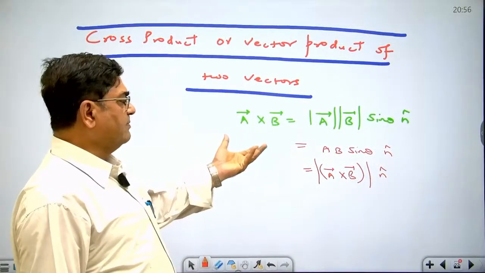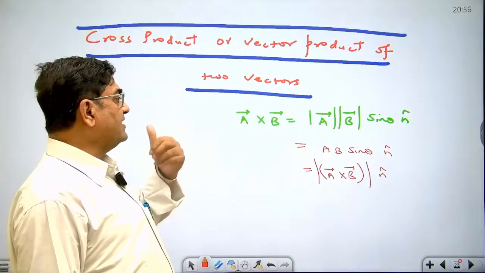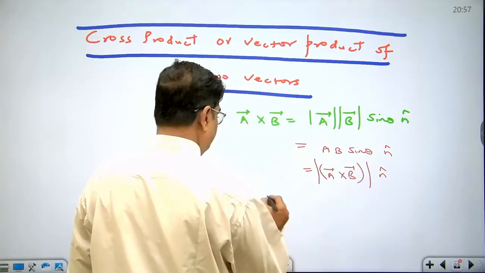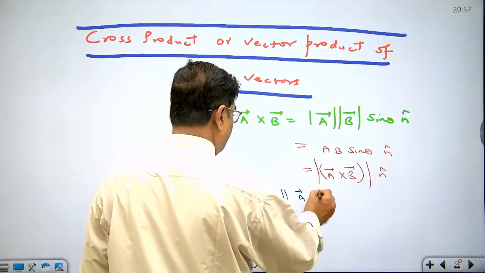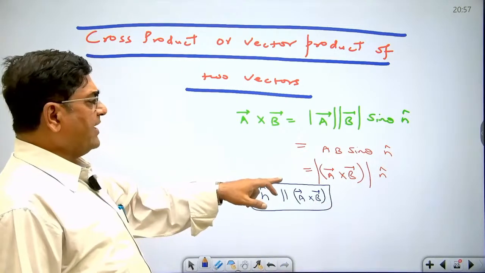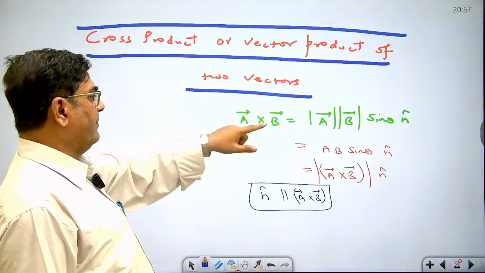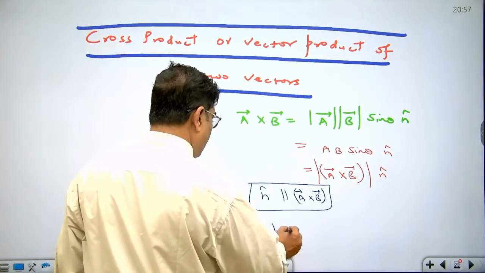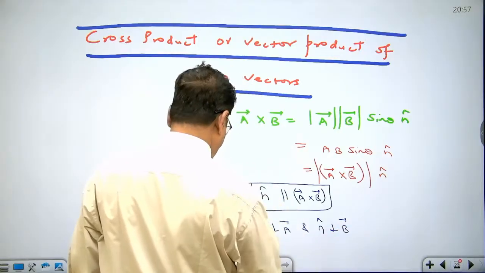Any vector can be written as magnitude of the vector multiplied by a unit vector. So dear student, this n cap indicates the direction of A cross B, meaning n cap is parallel to A cross B. Okay. And the direction of n cap remains perpendicular to the direction of vector A and perpendicular to the direction of vector B.